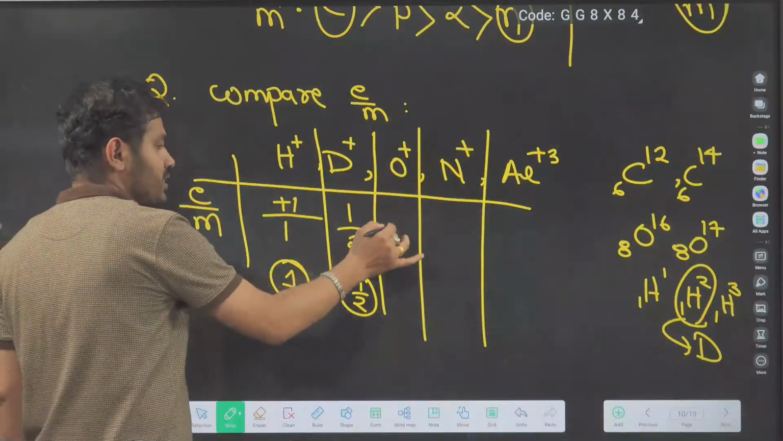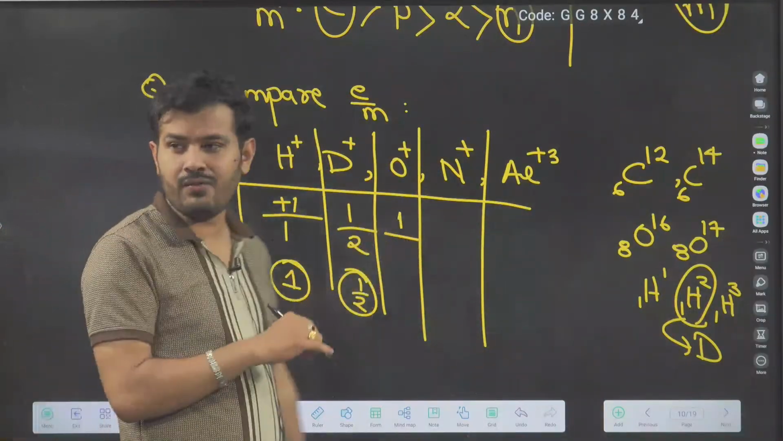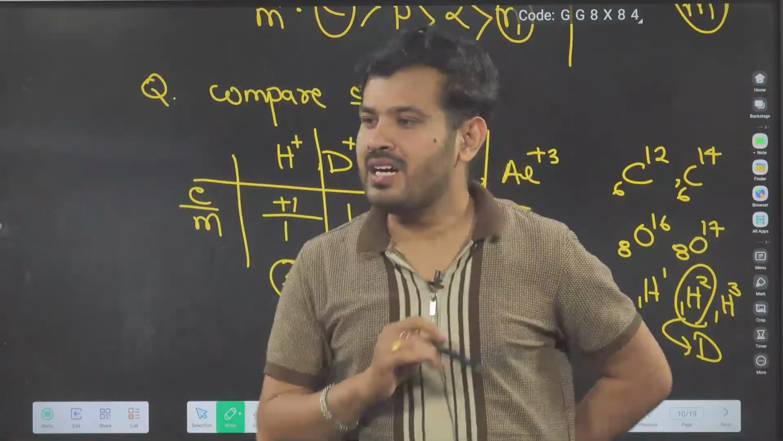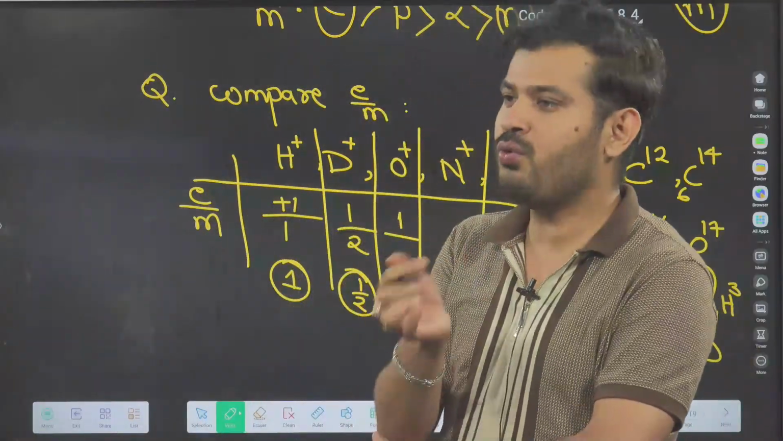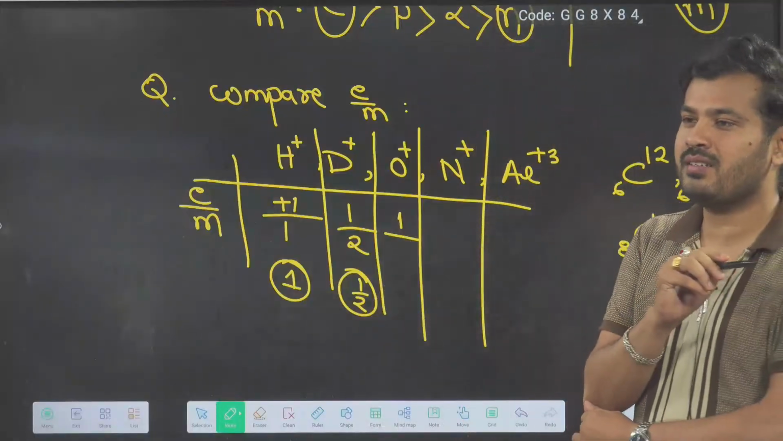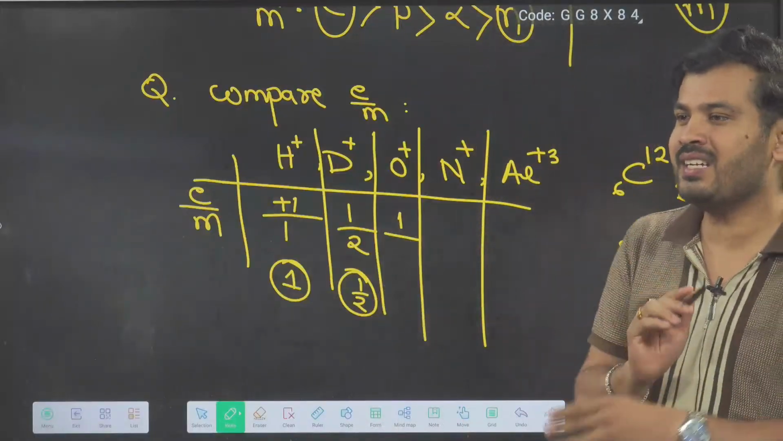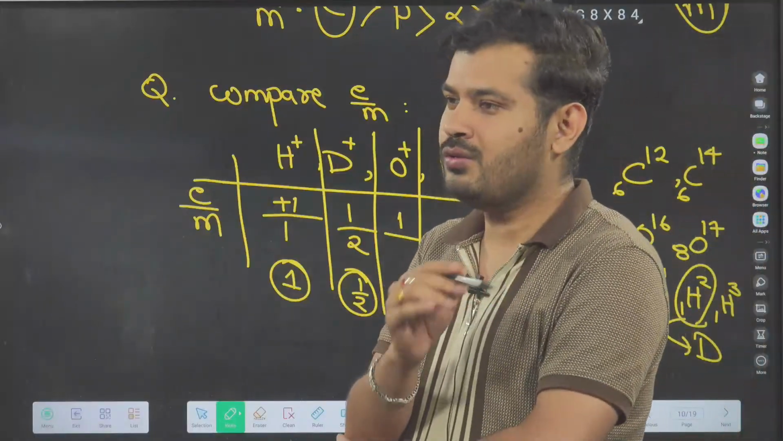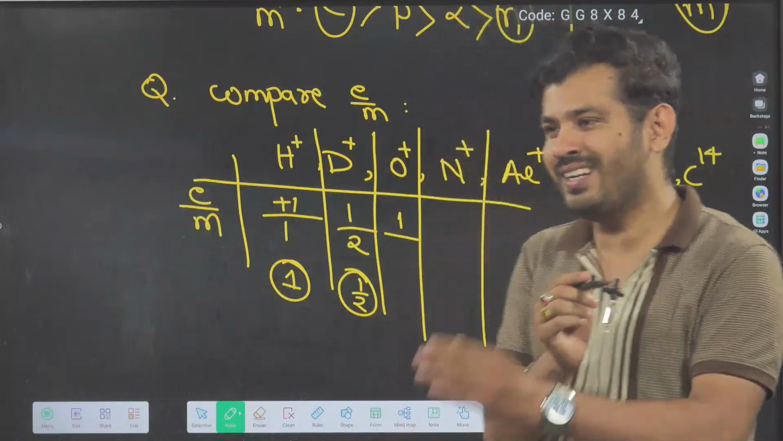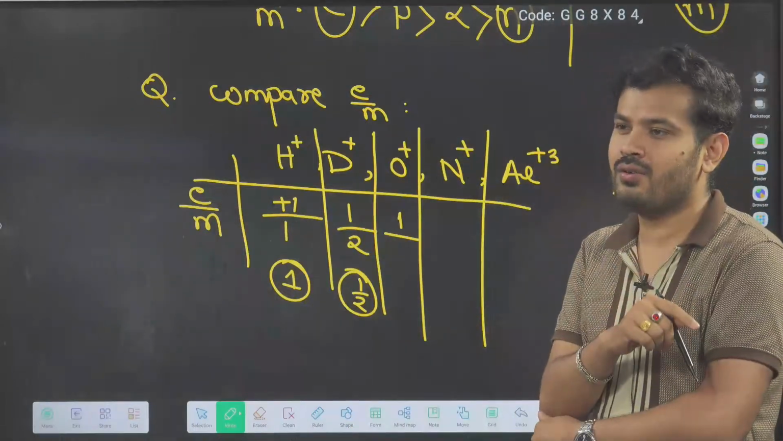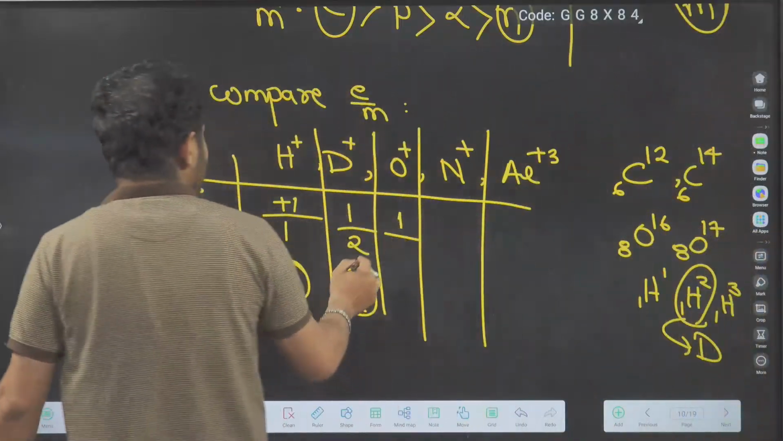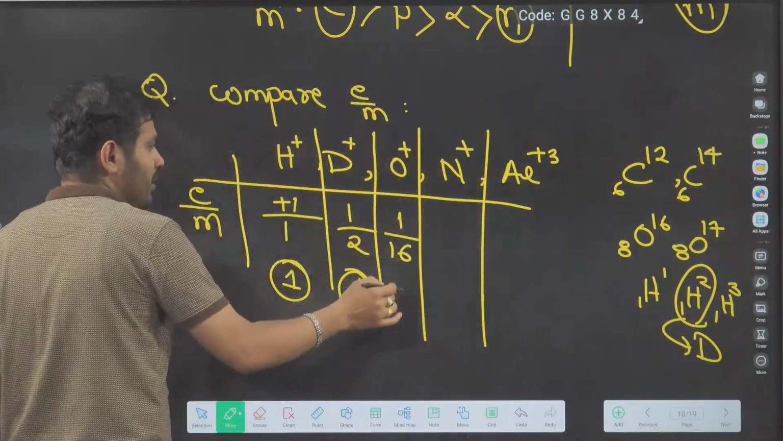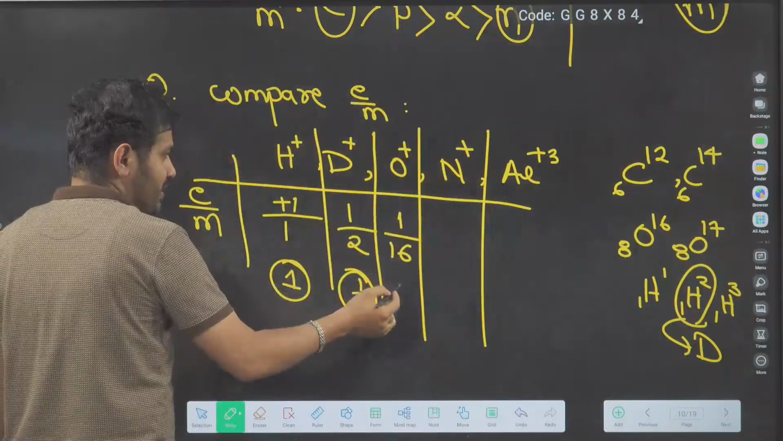Oxygen, charge is 1. Can anyone tell me what is the mass of oxygen? You should remember at least the masses of the first 20 elements. That is a basic necessity. If you want to solve questions from physical chemistry, at least you should remember the first 20 elements. 16, very good. Atomic mass of oxygen is 16. Don't say 32, that is molecular mass. This is 1 by 16 basically.